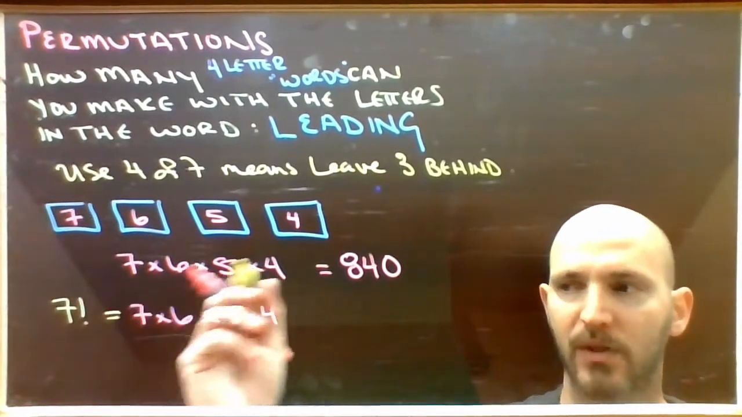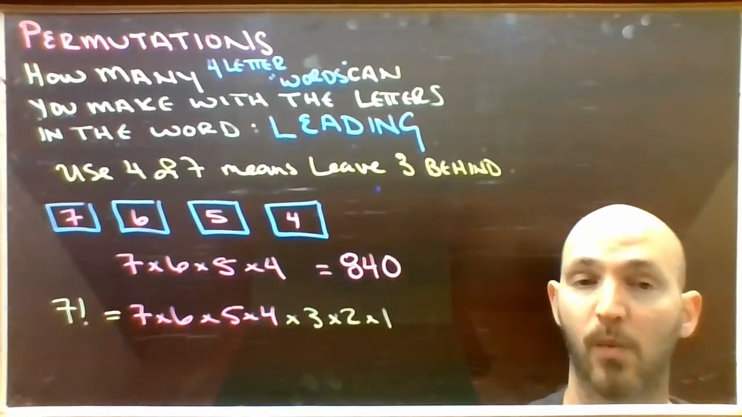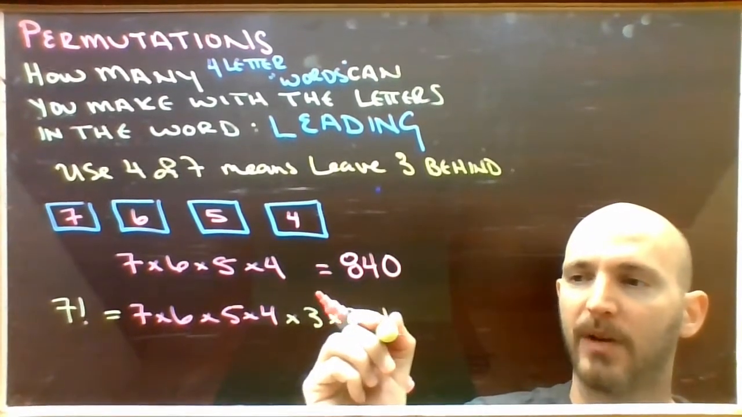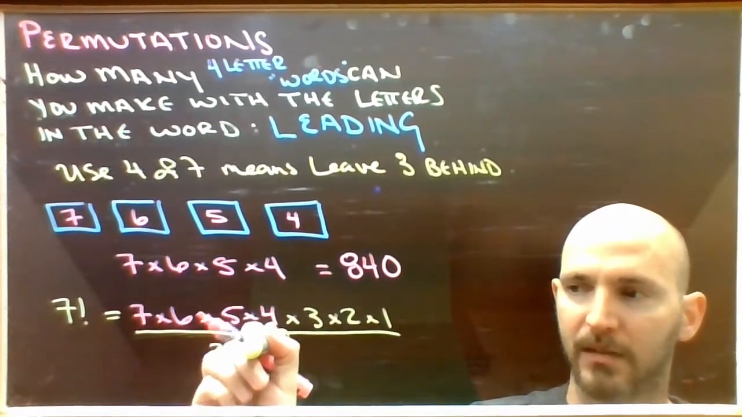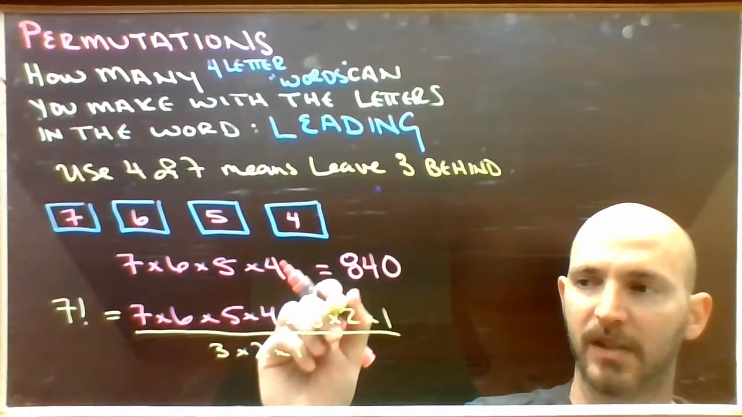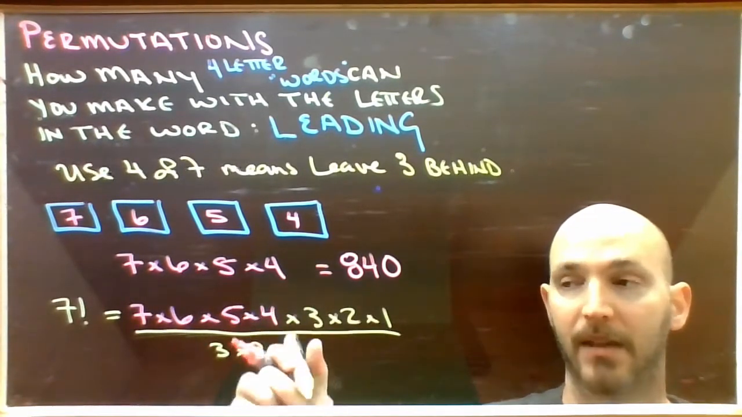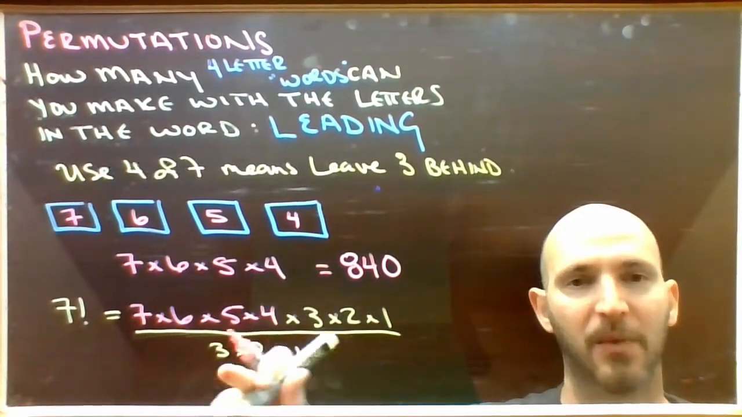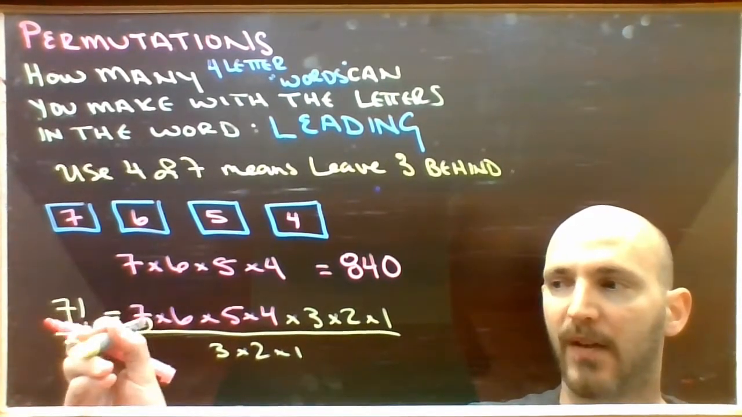Except 7 factorial would have a times 3 times 2 times 1 attached to it. So in order to get this number here, I would have to divide by 3, by 2, by 1. So that this would divide out that, and that would divide out that, and leave only 7 times 6 times 5 times 4. Well, you notice this number here, 3 times 2 times 1, that's 3 factorial.